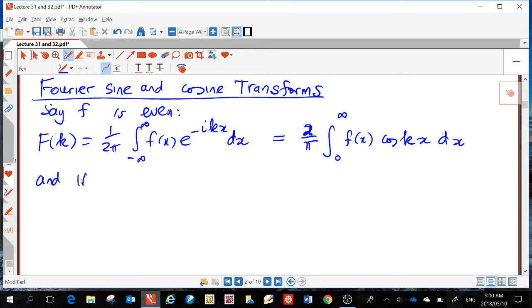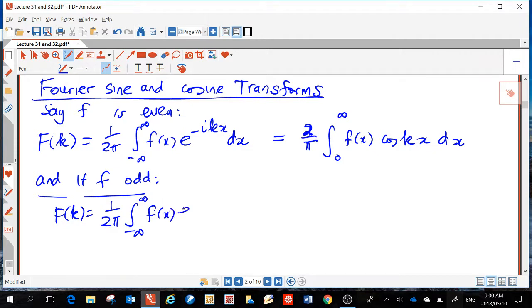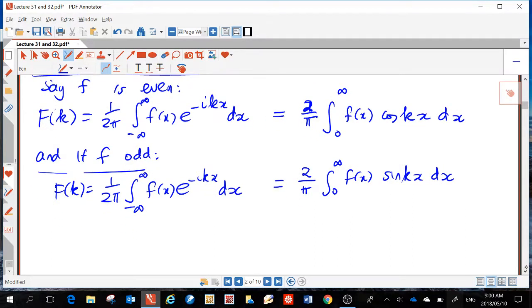And if f is odd, likewise I'll get F of k, which is normally 1 over 2 pi integral minus infinity to plus infinity, f of x e to the minus i kx dx. This time, odd times odd will give you even, so the sine part will survive. So it will become 2 over pi integral 0 to infinity f of x sine kx dx. So those are known as the Fourier sine and cosine transforms. Not quite yet, not quite. I'm just explaining what happens if you have odd and even. I will define it. But we can make a note.